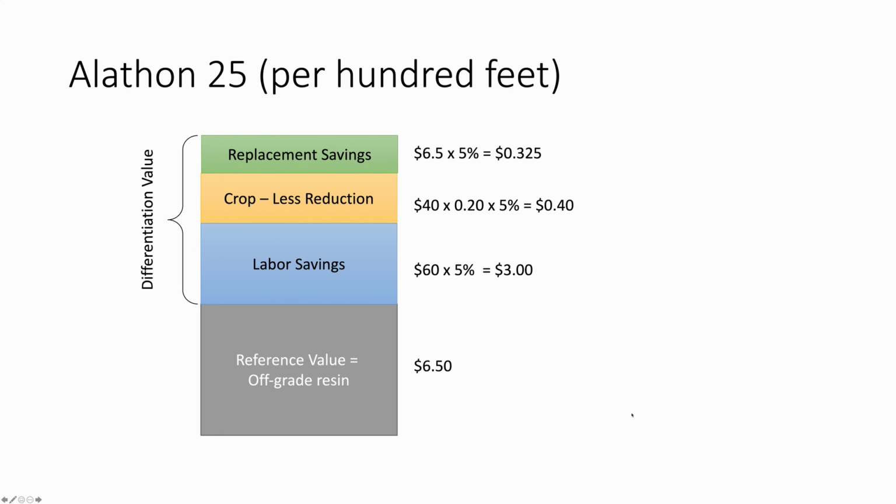Finally, the replacement savings is $6.50, the cost of off-grade resin pipe, times 5%. That's 32.5 cents. When we add everything together, we have the EVC for Athlon 25 pipes.